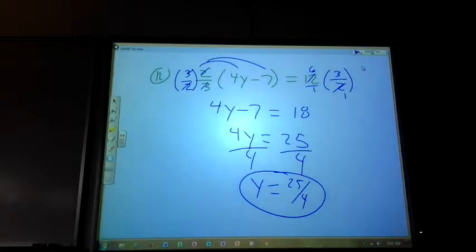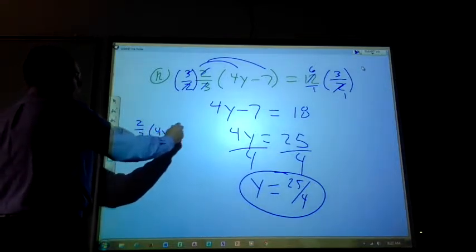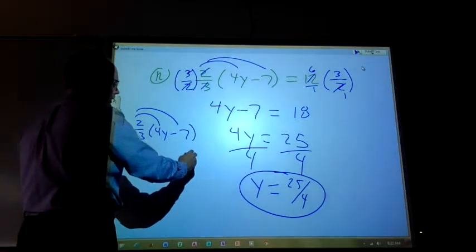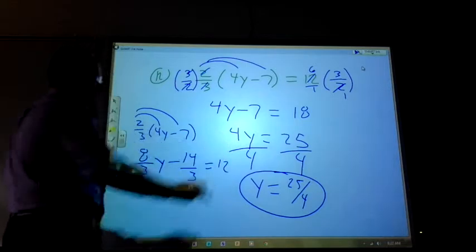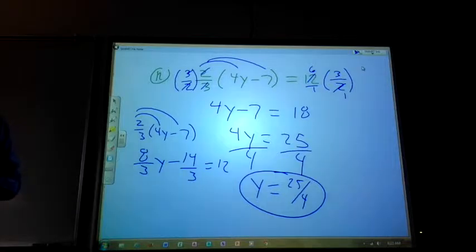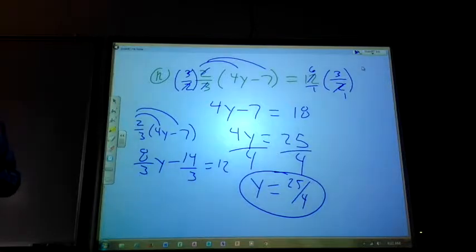Well, what I did is I had 2 over 3 originally, and I multiplied both sides by the reciprocal. The reciprocal of 2/3 is 3 over 2, and they cancel each other out, which gives you 1. But what you could have done on this problem originally is distribute, and that would have given you 8 over 3y minus 14 over 3, and then that would have been equal to 12. And then clear the fraction, multiply everything by 3, the answer is going to be the exact same. It's just a different approach, and if you see it this way, please by all means do it this way first. It's going to be the exact same answer, just a different approach of how to get there.